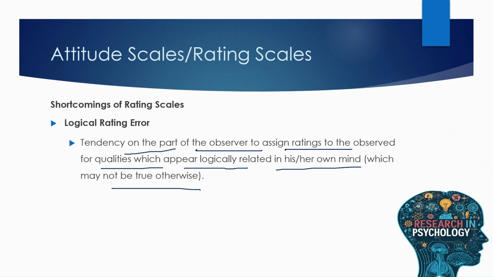So you are giving that logic in your head which may not be actually true, right? So this is logical rating error, where the observer is going to assign ratings to the observed for qualities which appear logically related in his or her own mind, which may not be actually true otherwise. All right, so that is shortcomings of the rating scale.